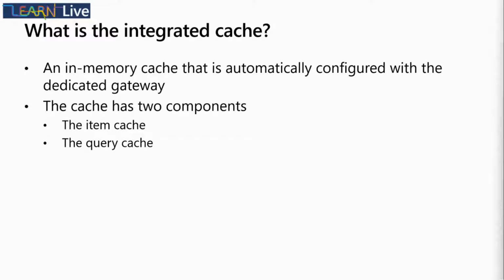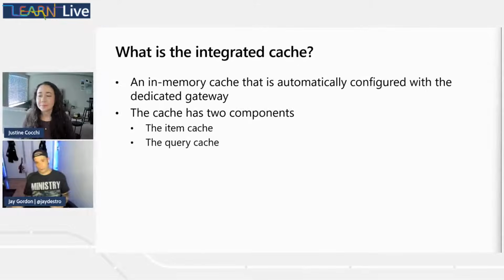So it's configured on the dedicated gateway, which is a server-side compute that is the front end to your Cosmos DB account. When you connect to your dedicated gateway endpoint, your application sends a request to that dedicated gateway, which will then route them to the different backend partitions.